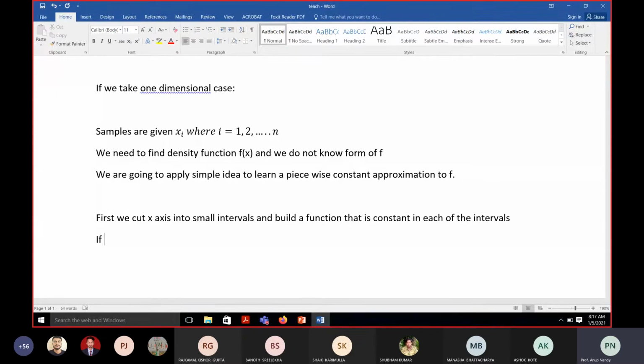And if I take f(x) equal to k over an interval (a, b), then the probability of a ≤ x ≤ b is nothing but k into (b minus a).